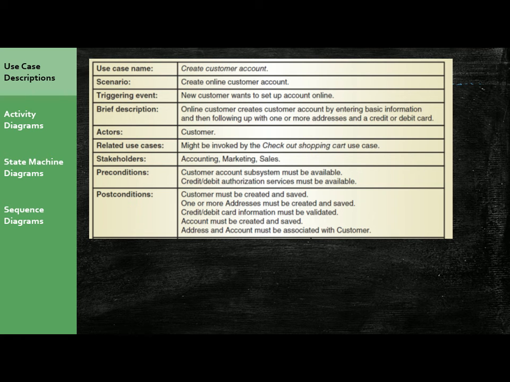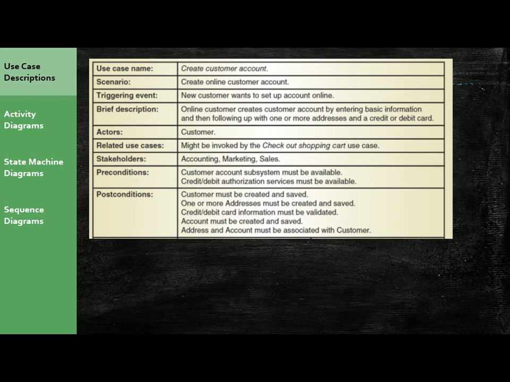A brief description, which we already had from before, so a brief description of the use case. Who the actor is, in this case, the customer is the actor. The related use cases, so in this case, the checkout shopping cart is a related use case, which I just discussed. The customer might have a shopping cart, and that shopping cart is related to this use case. The stakeholders, so who are the people that benefit from this?